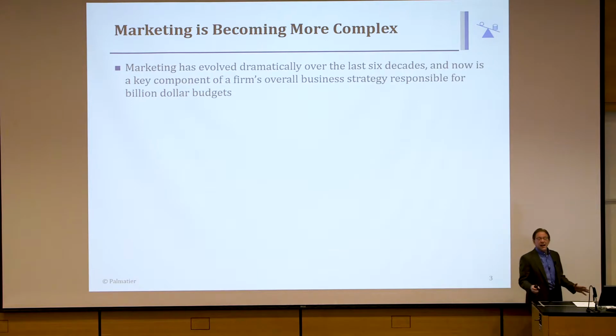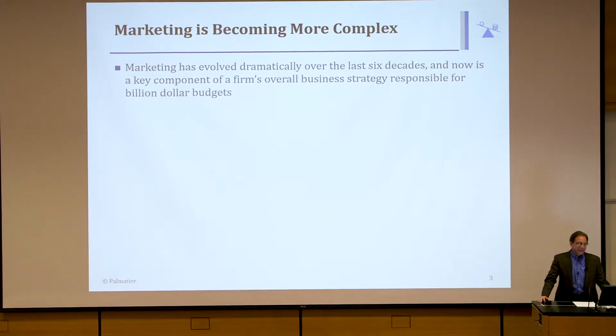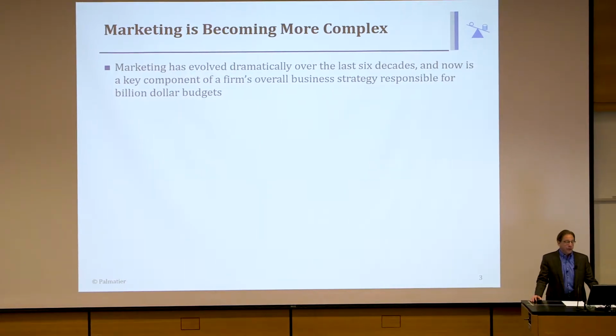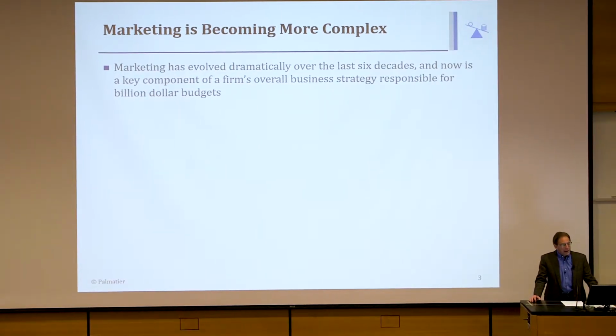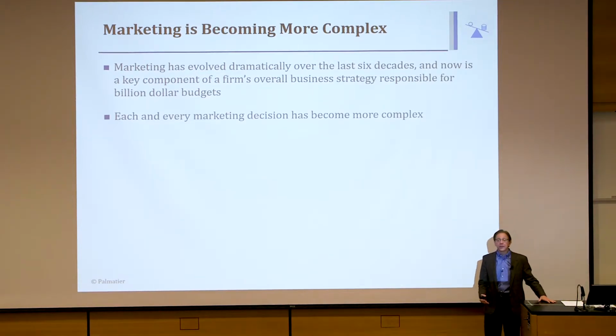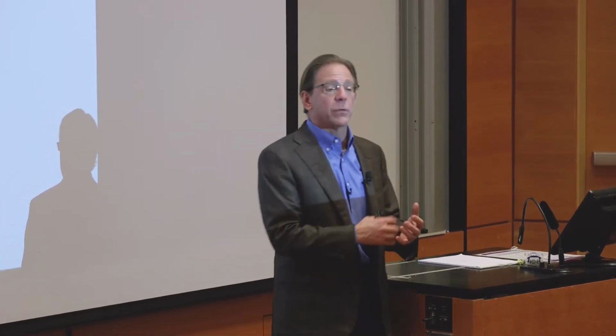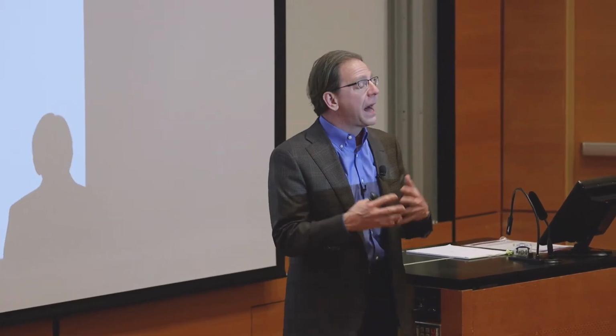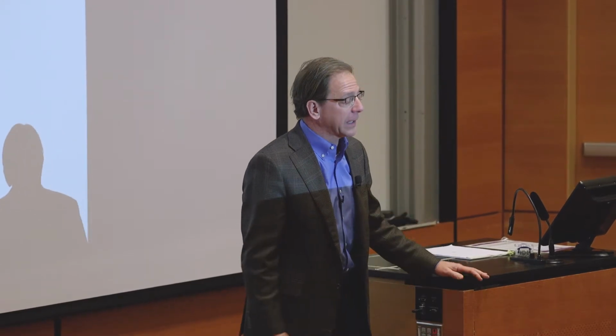Overall, marketing has evolved dramatically over the last 6 decades, and now is a very key component of many of the Fortune 500 firms, if not all firms. And they're spending billion-dollar budgets. However, over this time, marketing overall has become much more complex. Rather than just saying, here's my product, what am I going to price it, let's go sell it, as you've seen as we went through these, there's a lot more to it, much more sophisticated.